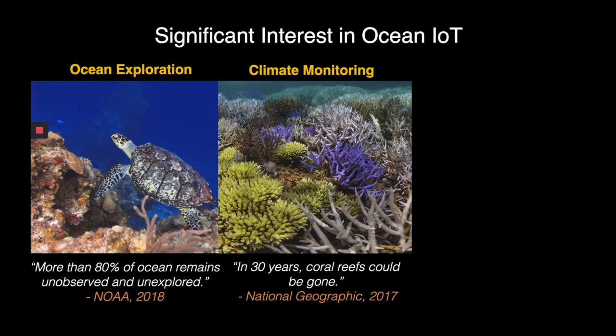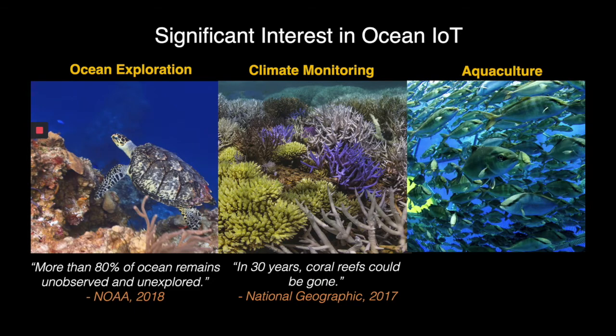Finally, Ocean IoT can transform aquaculture industry. Named as the fastest growing food sector by United Nations Food and Agriculture Organization, aquaculture is projected to scale over the next decade to fill the gap between the increased need for nutrition and depleting resources. With Ocean IoT, we can optimize aquaculture. We can monitor environment to prevent any health hazard that can affect our food chain.